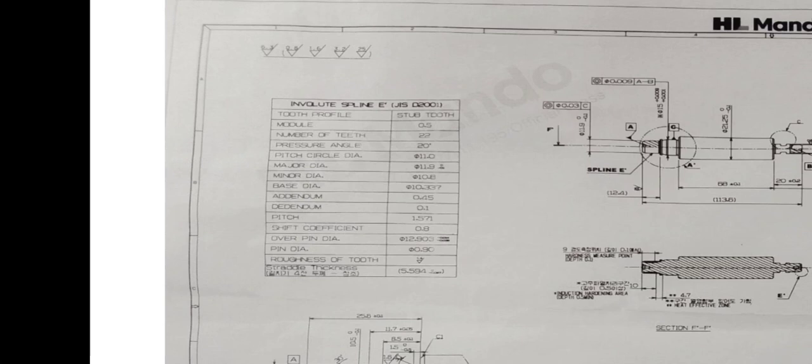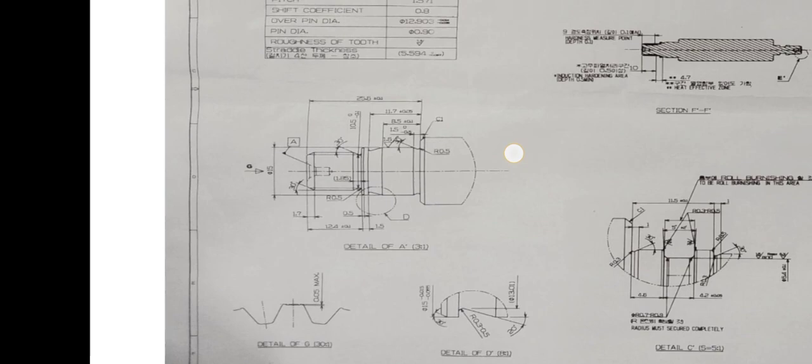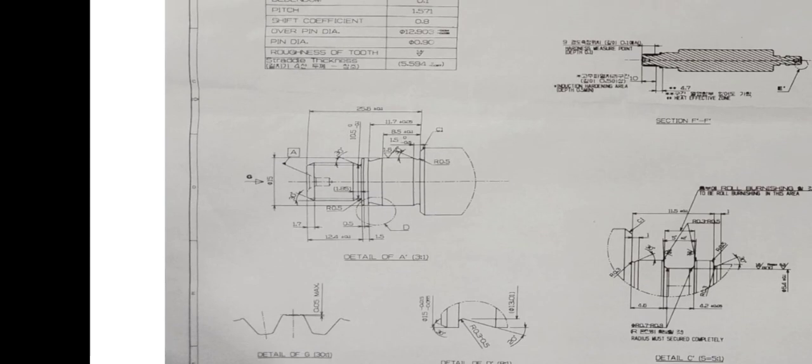9.3, pin diameter 0.90, roughness of tooth, straight thickness 5.594. Here we have the minute dimensions of the left end of our product.